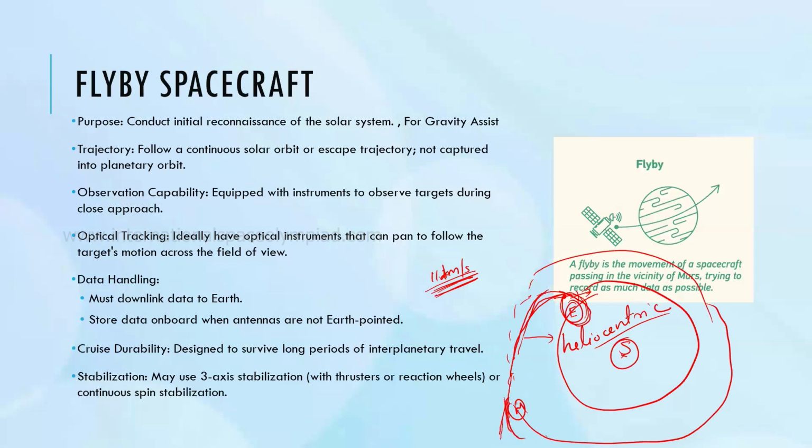it cannot be captured if it is at a higher velocity. Okay, so that is the case for a flyby mission, where the spacecraft's velocity is more than the planet's escape velocity. It will escape, and those kinds of missions are called flyby missions. So then, what is the purpose of having a flyby mission?